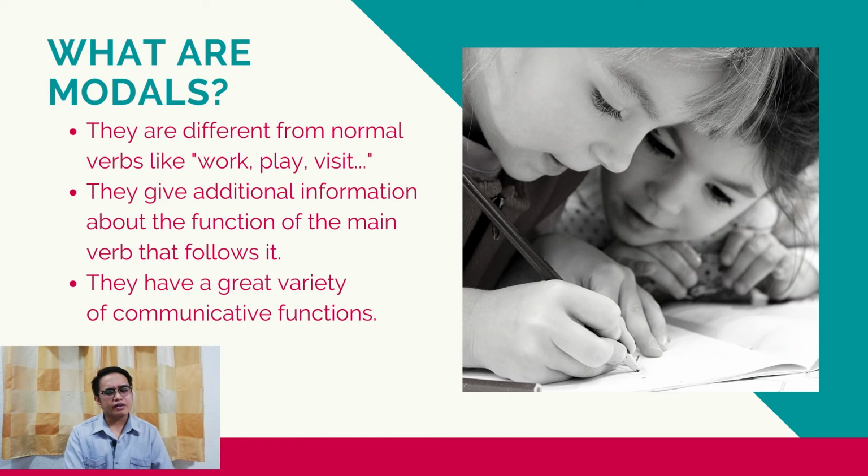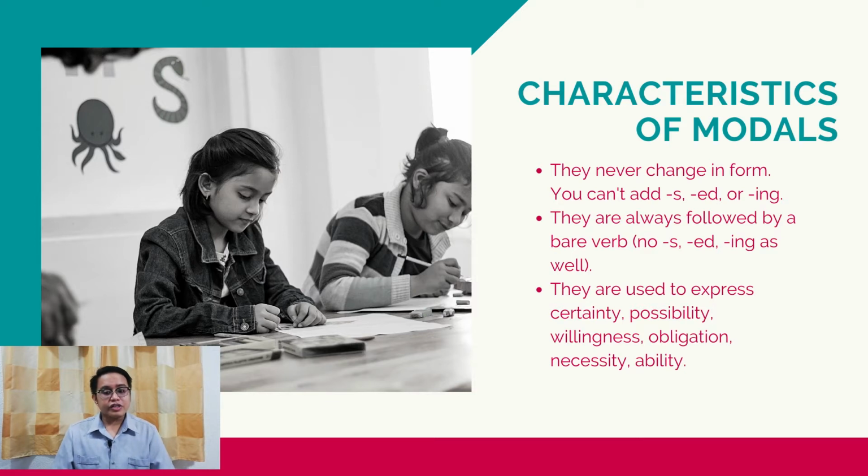Now, what are the characteristics of modals, Sir Kevin? Number 1, modals never change in form. You cannot add s, ed, or ing. Okay? And they are always followed by a bare verb. Okay? It must be the verb only. The verb that follows also cannot have s, ed, or ing. So remember, whenever there is a modal, the main verb cannot have ed, es, or ing. And they are used to express certainty, possibility, willingness, obligation, necessity, and ability.